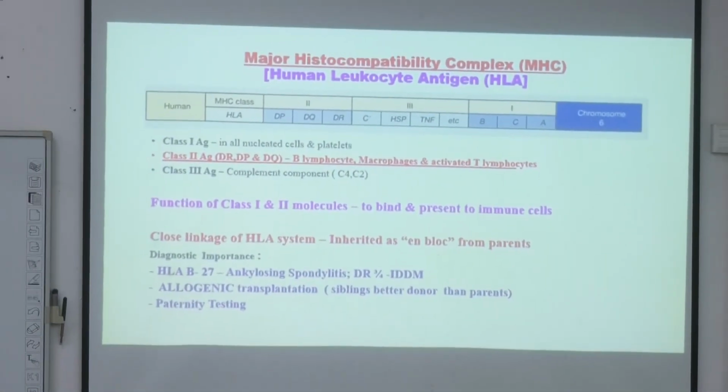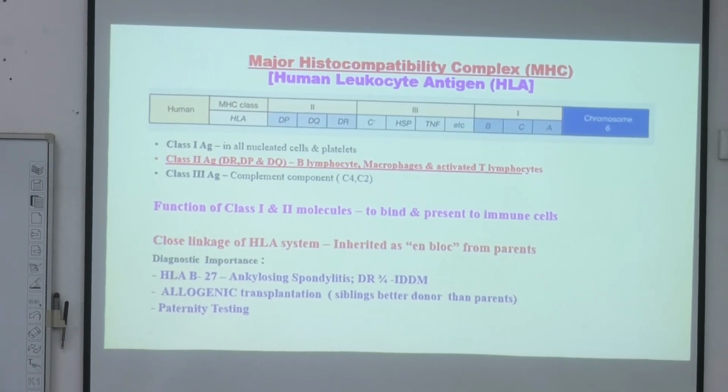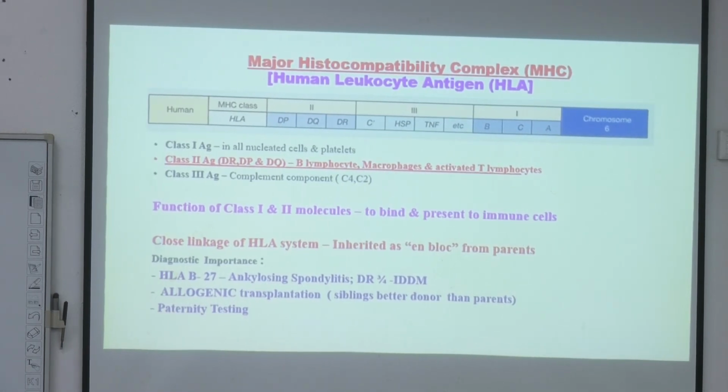So he got the Nobel Prize because of that thing I told you earlier. Something new, the major histocompatibility complex. Remember only a small part of it, not all, only three. Remember there are three classes: class 1, class 2 and class 3. Class 1 is present in all cells, class 2 is present in B lymphocytes, macrophages and T lymphocytes. Remember this much, not more than that.